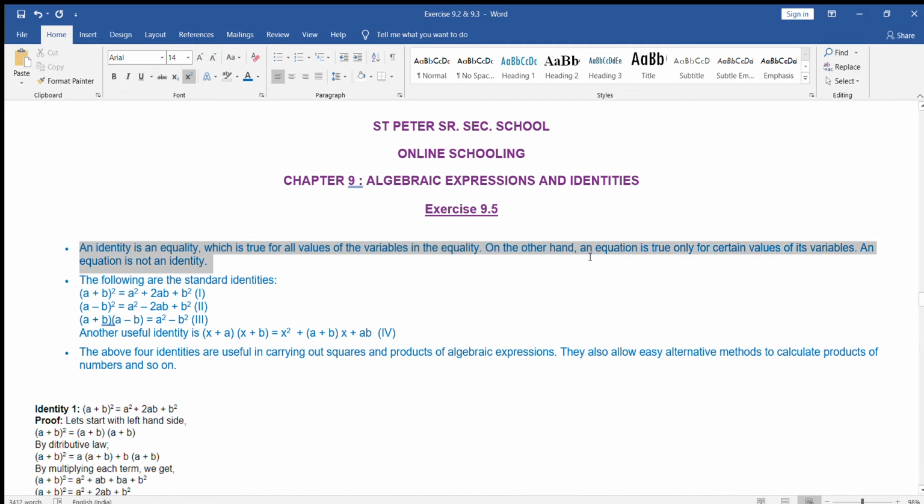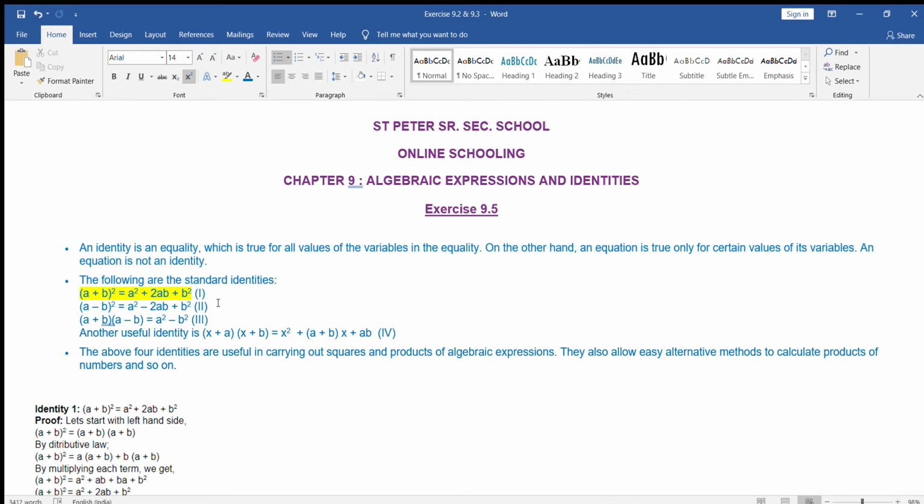What are the standard identities? First of all, we need to know them, and only then can we use them in our questions. The first identity is (a plus b) whole square, which is a square plus 2ab plus b square. But how can we say that? For this we need a proof. We have to prove it, so we will discuss the proofs of these identities also.